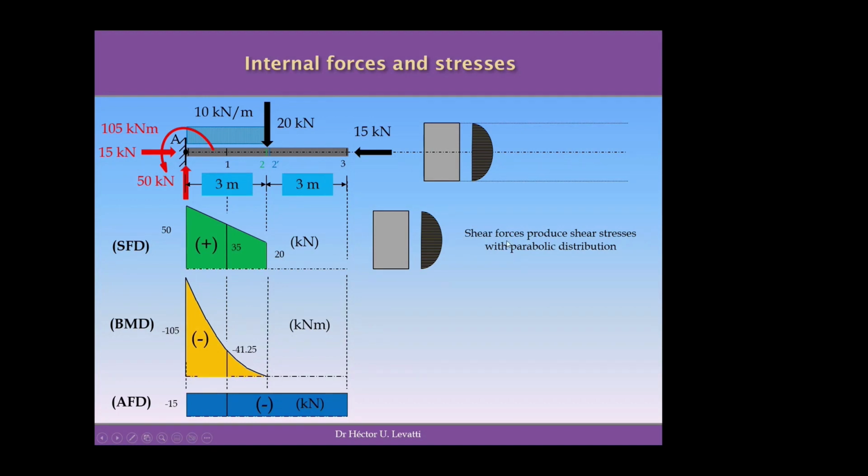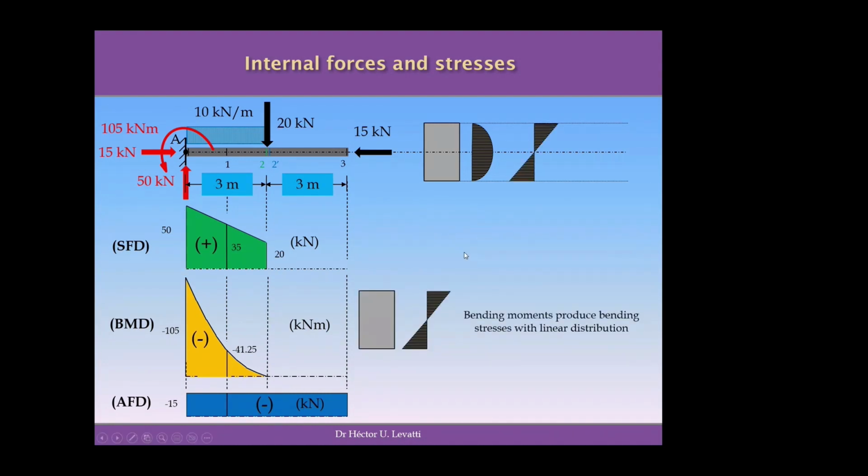So the shear stresses will be produced by the shear forces. This is another connection you need to make and you need to understand. So if we want to calculate the maximum shear stress in the middle of this cross section, we need to establish where the maximum shear force is in the first place. And in the diagram it is clearly 50 kilonewtons.